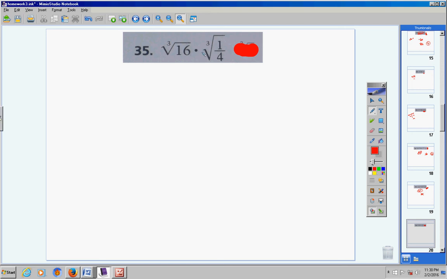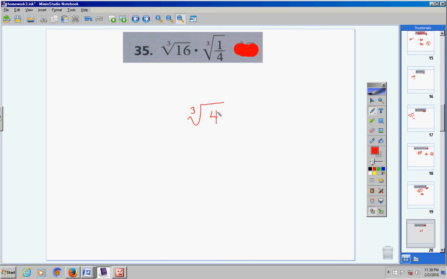When you're multiplying radicals, all that you have to do is have a common index. That's it, nothing else. And we do have a common index. So we write a cubed root. Then you multiply the outside times the outside. Well, 1 times 1 is 1, and we won't have to worry about that. Then inside, or radicand times radicand. 16 times 1/4 is 4. So the third root of 4.